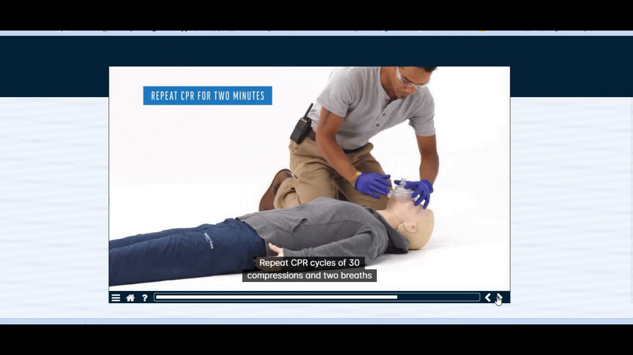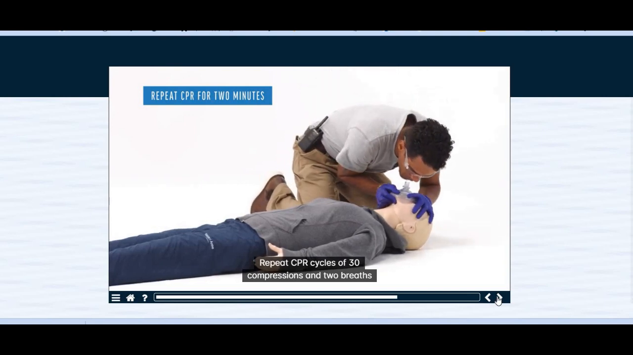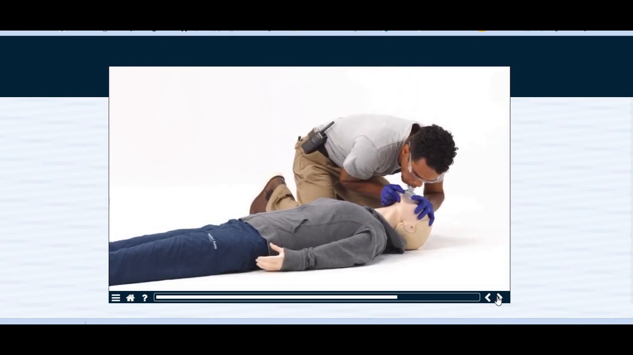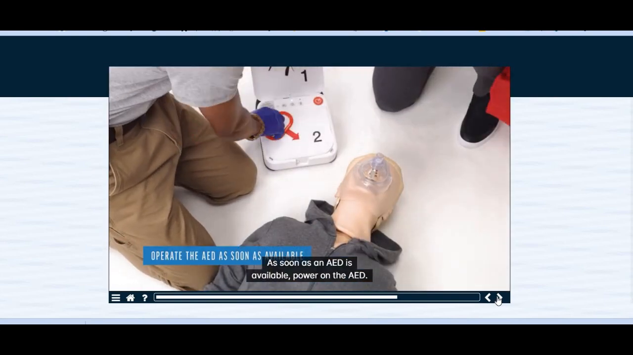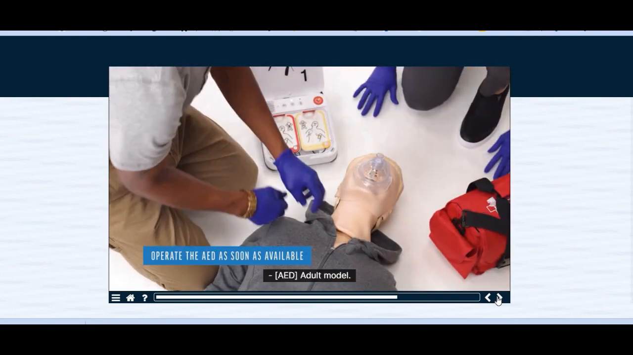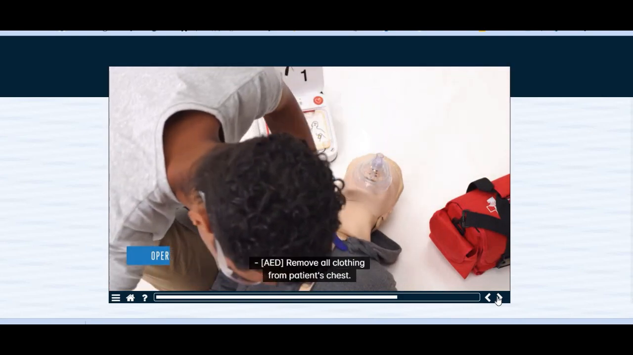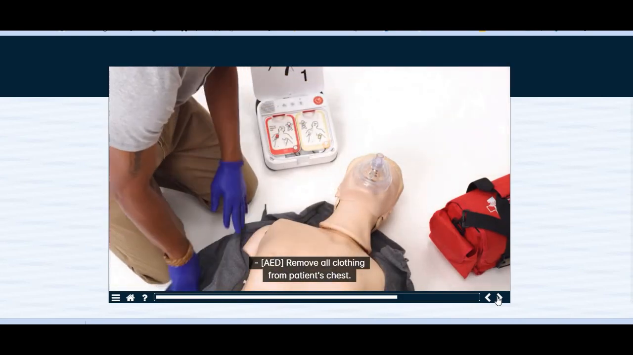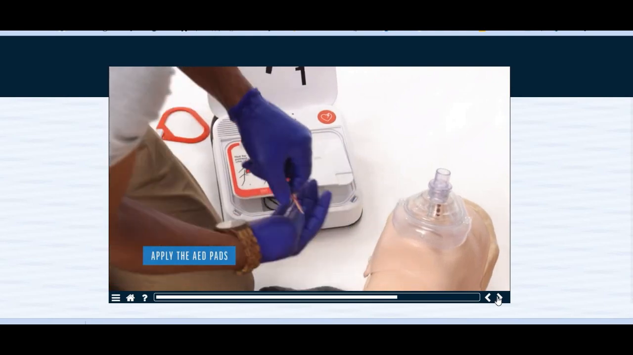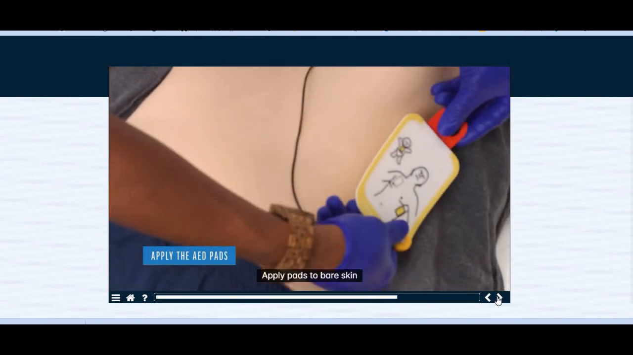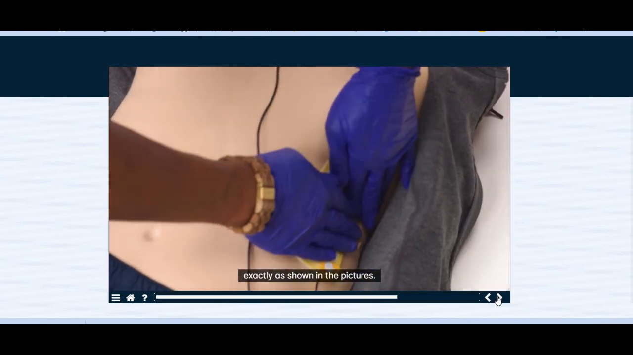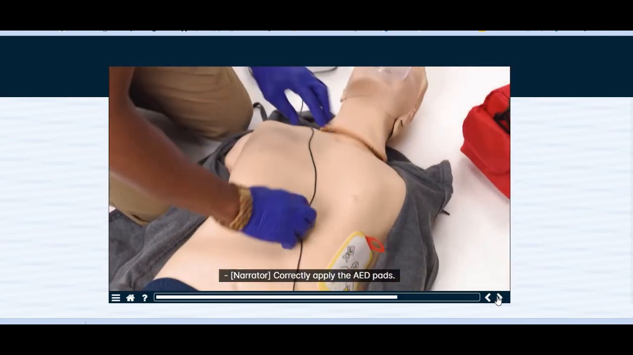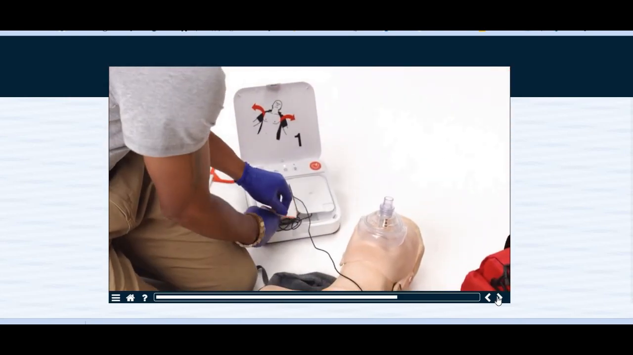Repeat CPR cycles of 30 compressions and 2 breaths for 2 minutes. As soon as an AED is available, power on the AED. Adult mode. Bare the chest. Remove all clothing from the patient's chest. Apply pads to bare skin exactly as shown in the pictures. Correctly apply the AED pads.